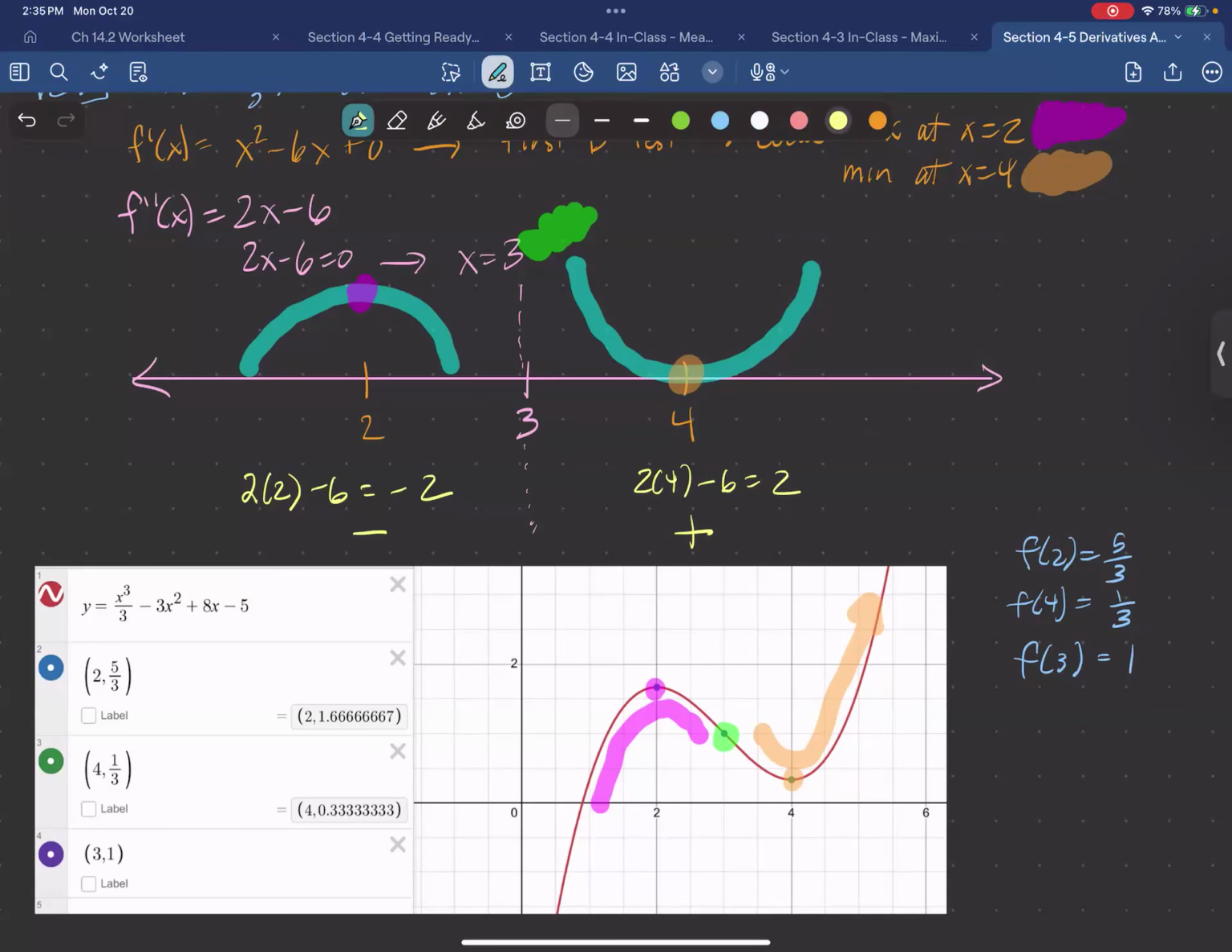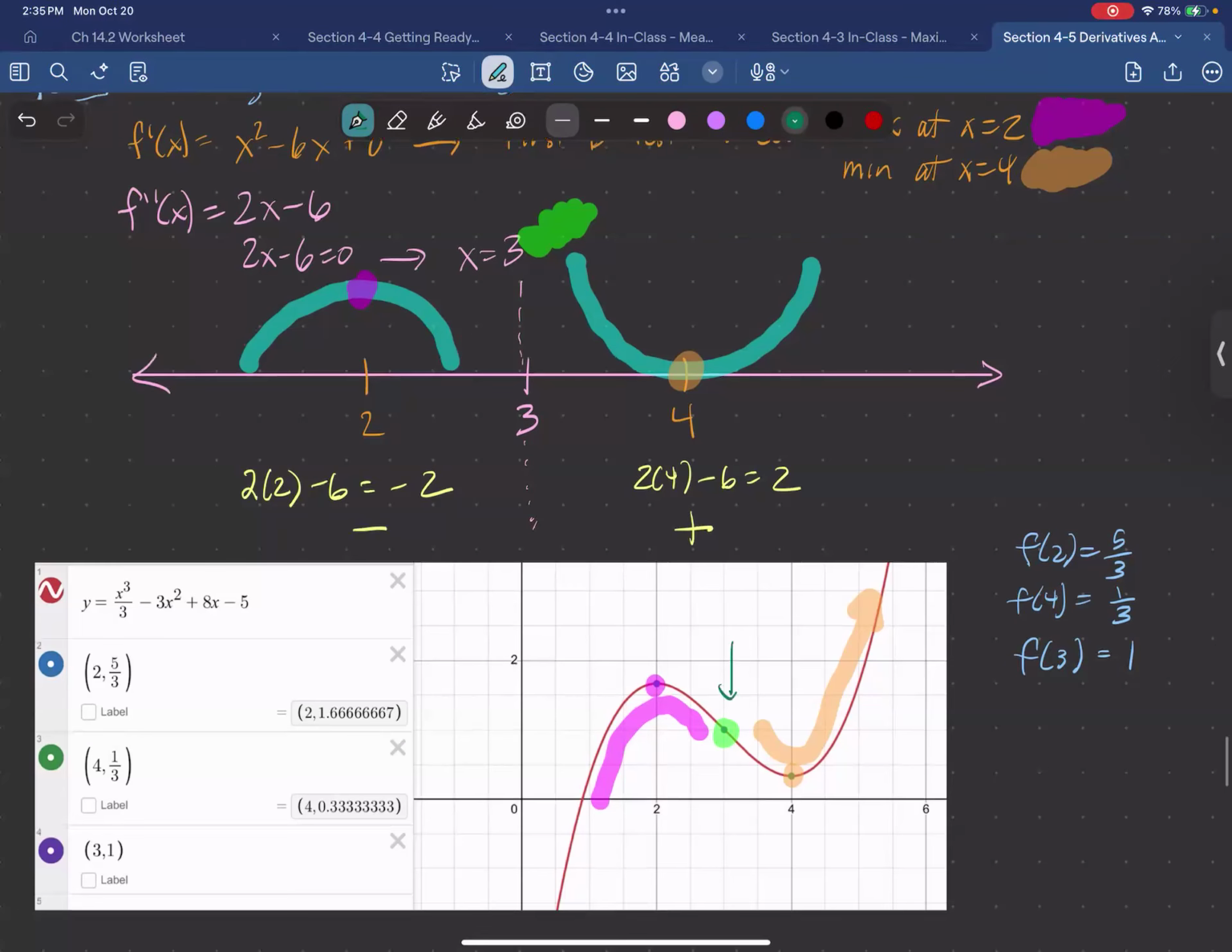As a reminder, the inflection point: here it's concave down, and here it's concave up. And I'll make a little note on the side of what that is. CU is concave up. CD is concave down.